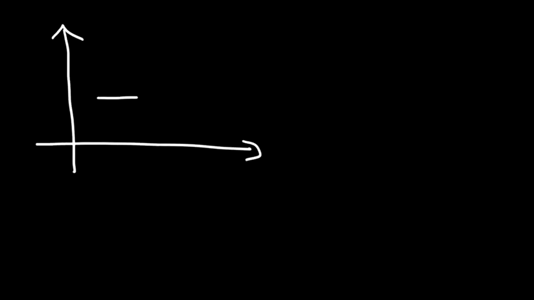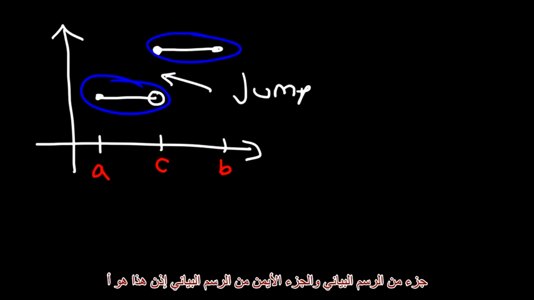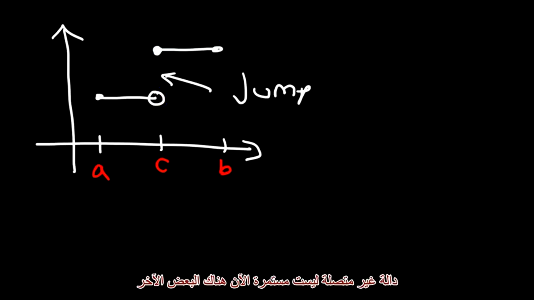Now, what are some examples of functions that are not continuous? So let's call this A, B, and C. So on the interval from A to C, notice that we have a jump discontinuity. As you can see, there is no connection between the left part of the graph and the right part of the graph. Therefore, this is a discontinuous function.